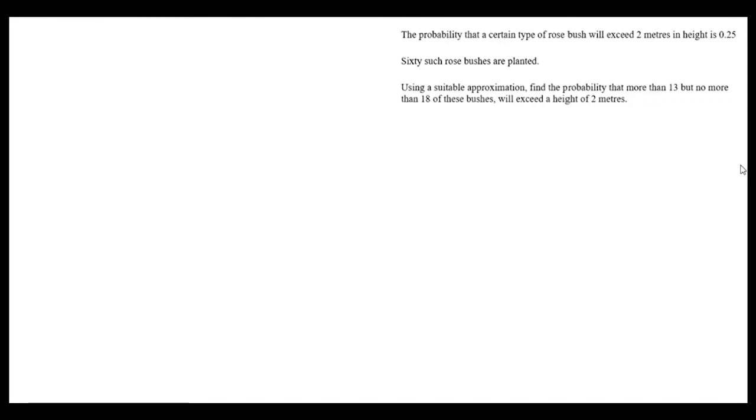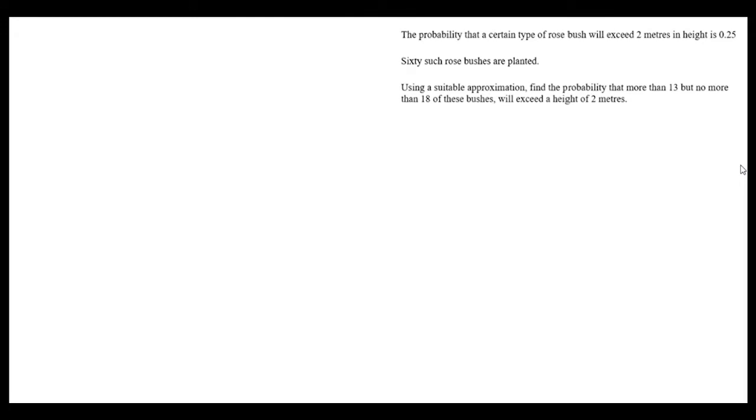In this question, we're told that the probability that a certain rose bush will exceed 2 meters in height is 0.25. 60 of these rose bushes have been planted, and we're asked to use a suitable approximation to find the probability that more than 13 but no more than 18 of these bushes will exceed that height.